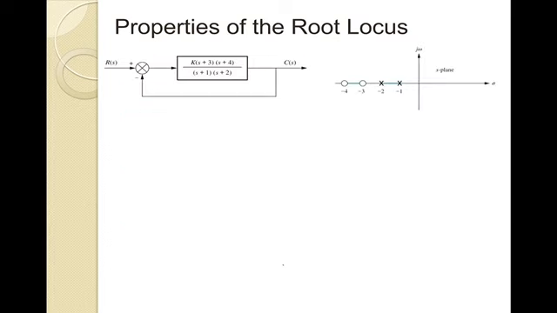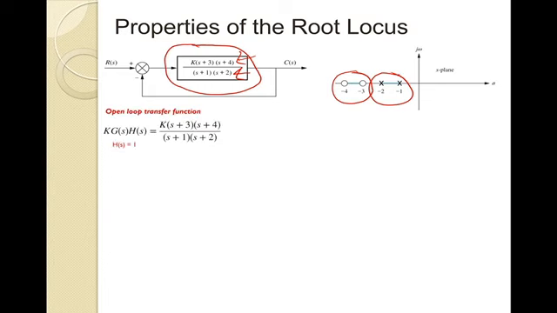Continuing to look at the properties of the root locus with another example here. We have our open loop transfer characteristic as shown there. And you can see the poles and zeros, the poles in the denominator at -1, -2. You can see that directly from here. And then the zeros in the numerator at -3 and -4. So we can plot those first on our S-plane.